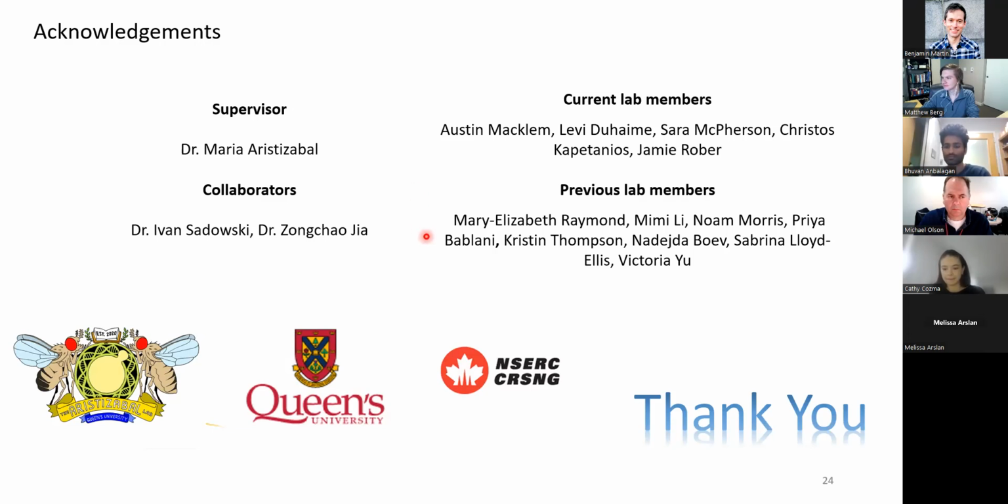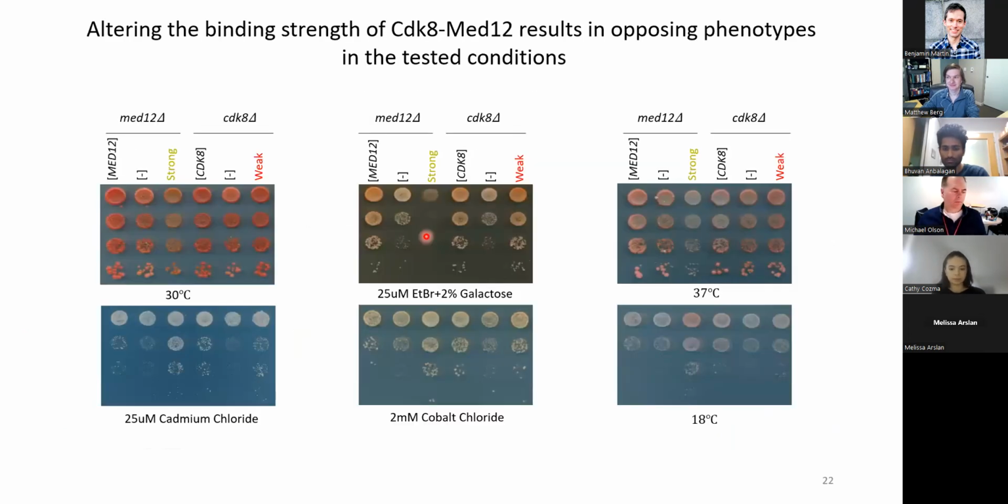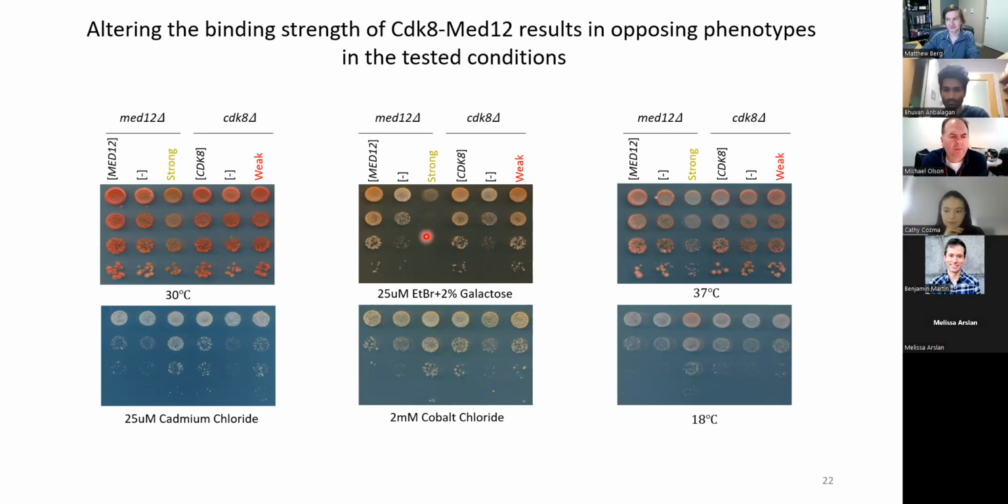Hi, great talk. I was struck by the phenotype of the mutations, how when you strengthen the CDK8 MED12 interaction you had this phenotype. I was wondering, is it known what CDK8 is doing outside of mediator? Is this a mediator independent function of the kinase, or what do you think is going on?